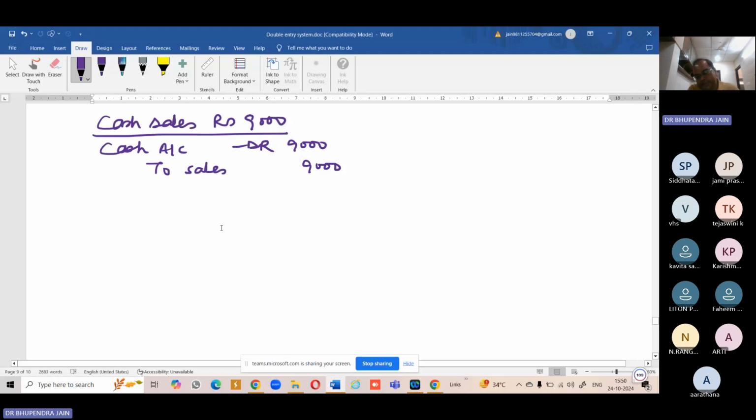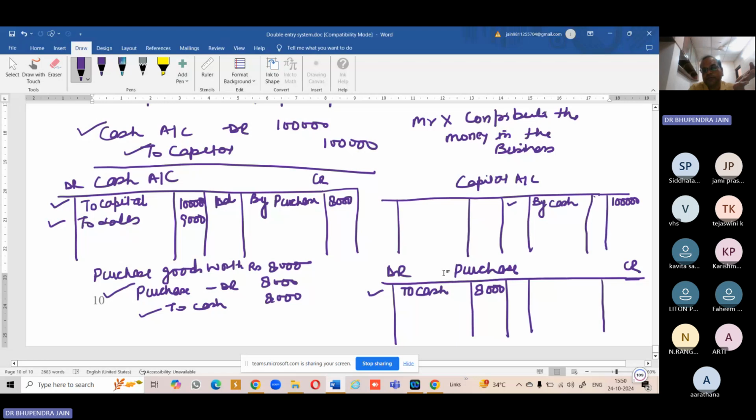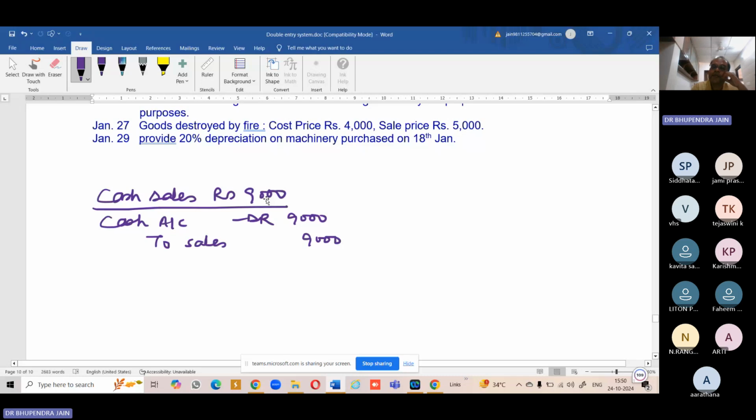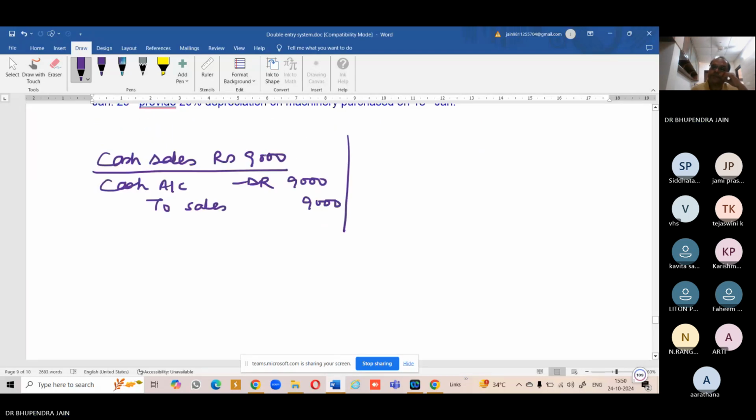Sales account is given in the credit side. But we haven't opened the sales account. We have already created the cash account, capital account, and purchase account. Now we need to create the sales account here. क्या भाई? क्या ओपन करेंगे? Sales account.